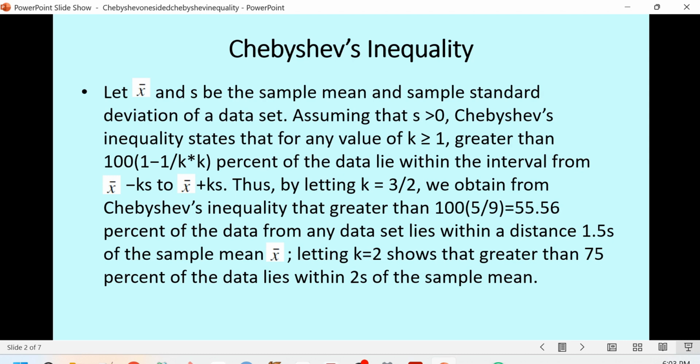And for example, if k is 2, then we can say about 3 over 4 of the data lies within 2s around the mean. So it's mean minus 2s and mean plus 2s, this range.